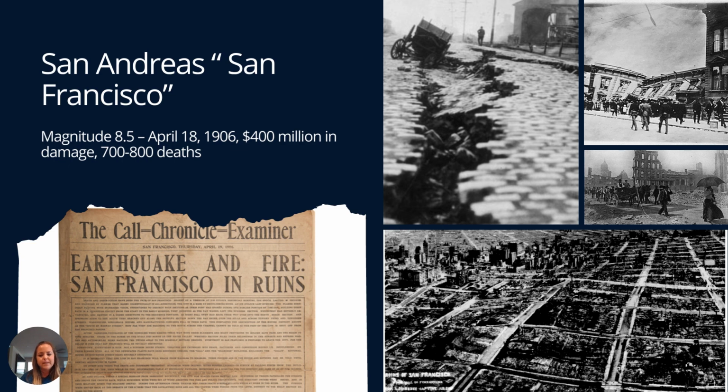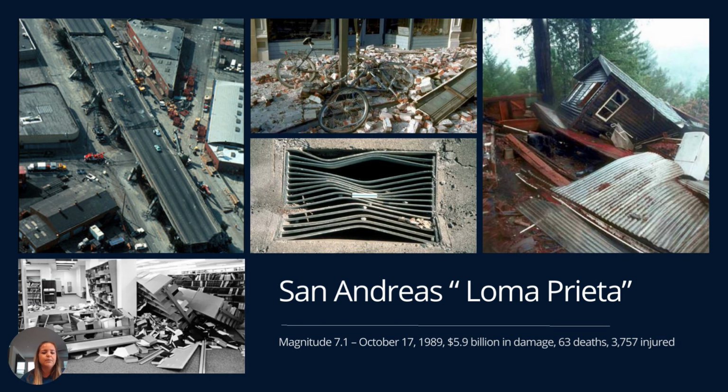There are some that have happened since then, but not nearly as damaging as the 1906. We also have the San Andreas Loma Prieta, which is in the region, but not exactly in San Francisco. This was a 7.1 in 1989, $5.9 billion in damage, 63 deaths, 3,000 injured. Not as many deaths, which is good. We're getting a little bit better at protecting people. But still, $5.9 billion in damage. That's significant. And you can see the aftermath of this earthquake.